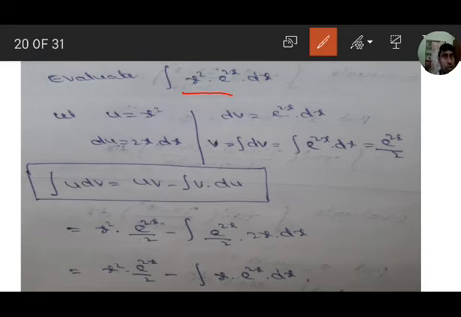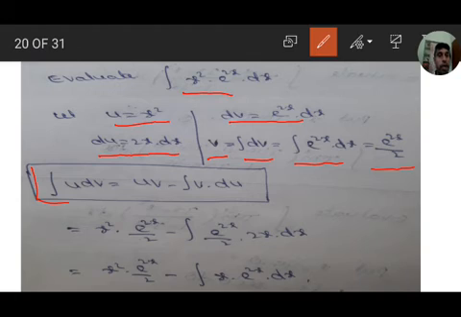Exponential function is last. So first algebraic function: u equal to x square and dv equal to e to the power of 2x dx. So the derivative of x square, that is 2x, du equal to 2x dx, and integration of dv, that is v equal to integration of e to the power of 2x, that is e to the power of 2x by 2. So the formula: integration of u into dv equal to uv minus integration of v into du.